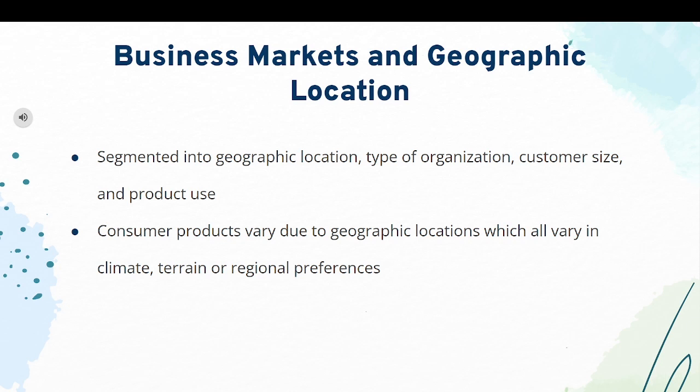Business markets and geographic location. Business markets are segmented into geographic location, type of organization, customer size, and product use. Consumer products vary due to climate, terrain, or regional preferences.